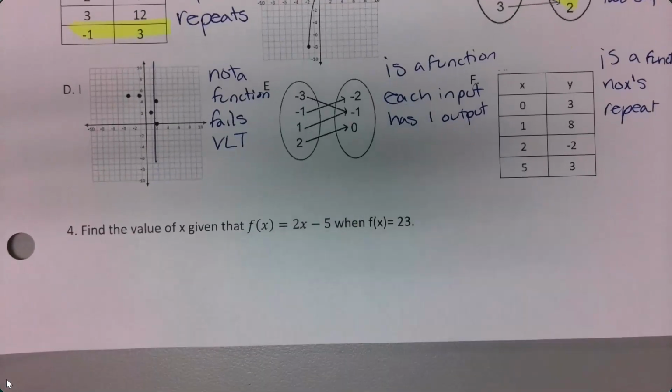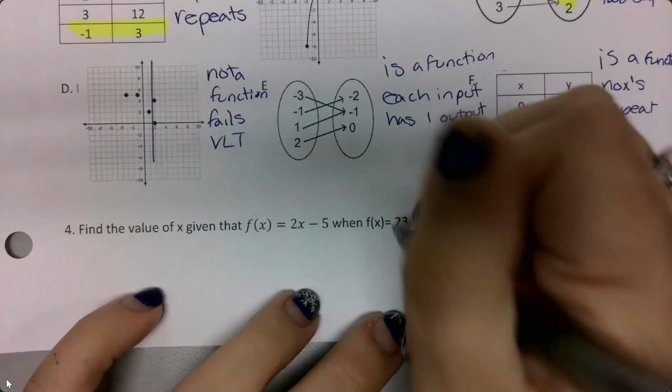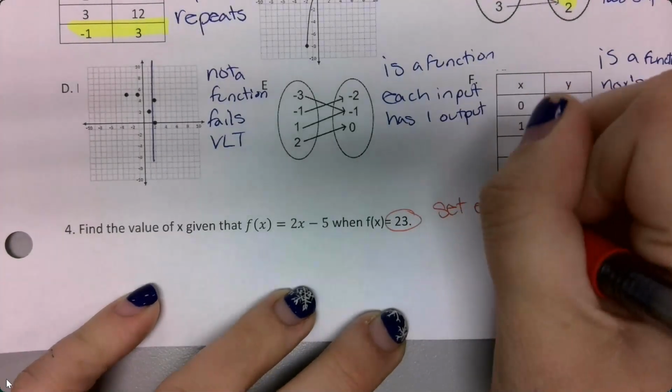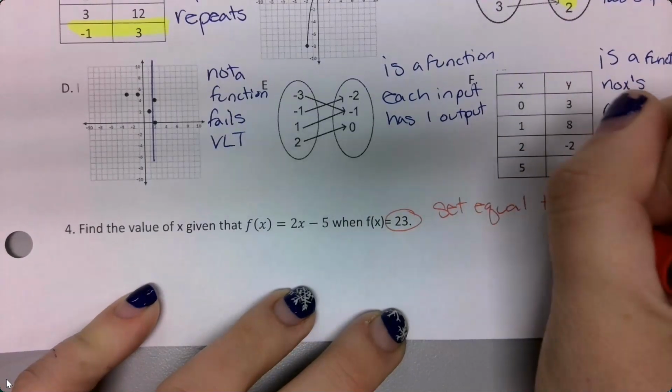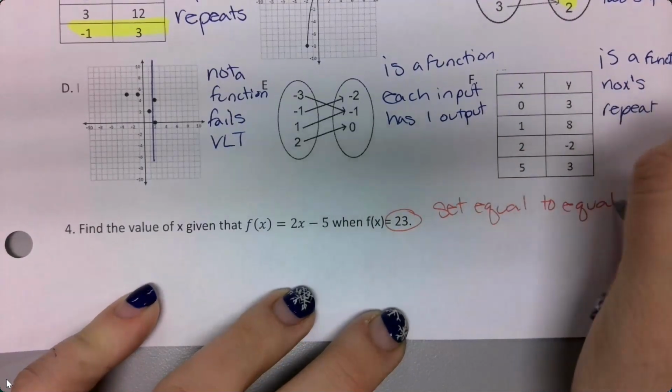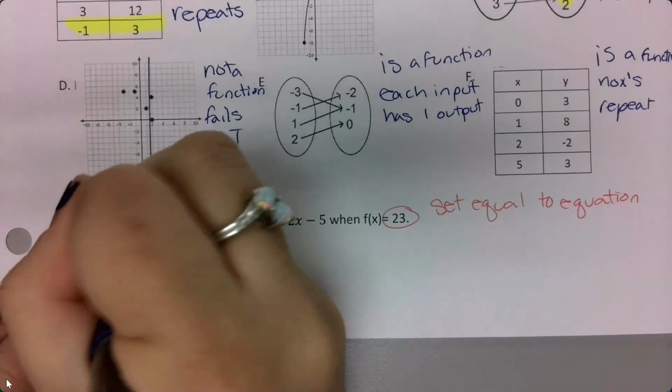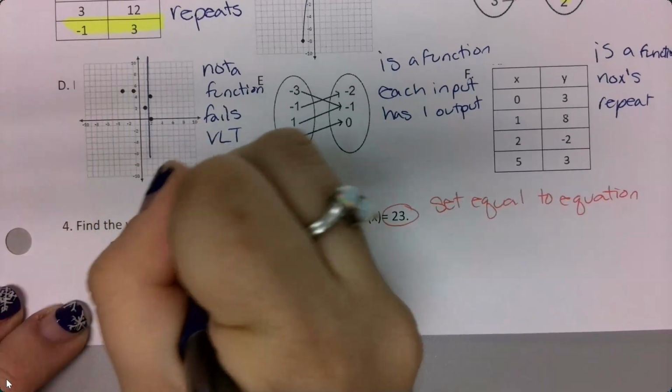And then my last question, find the value of x given that f of x equals 2x minus 5 when f of x equals 23. So because I have the equal sign in here, I want to set 23 equal to my equation. So I have 23 equals 2x minus 5.